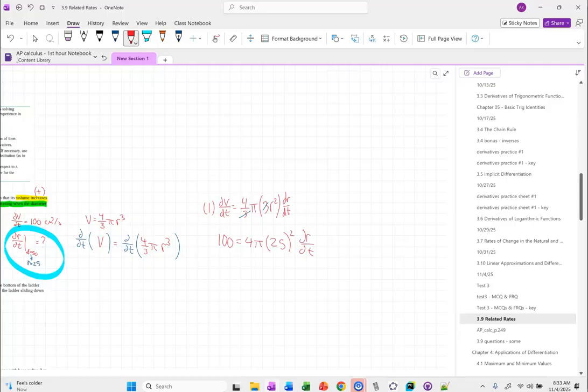Feel good? So just divide both sides by 4 pi times 25 squared. And what does that simplify down to? 1 over 25 pi, I think. And again, if you gave a decimal there, that would be fine, right? Your teacher's a maniac and will keep everything exact as long as he can, because he's convinced every single one of these questions is a no calculator question.